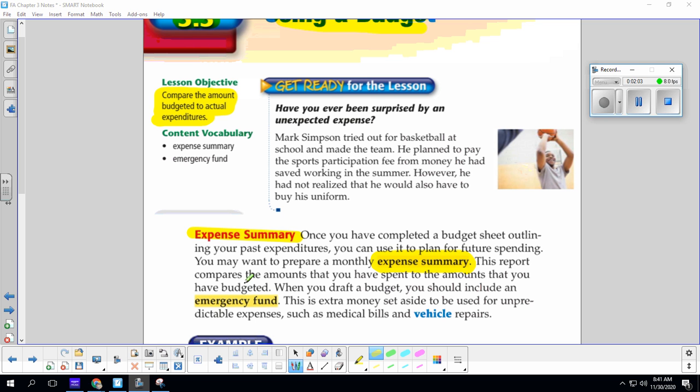When you draft a budget, you should include an emergency fund. This is extra money set aside used for unpredictable expenses, such as medical bills, vehicle repairs, Nana's birthday that you accidentally got invited to, whatever.